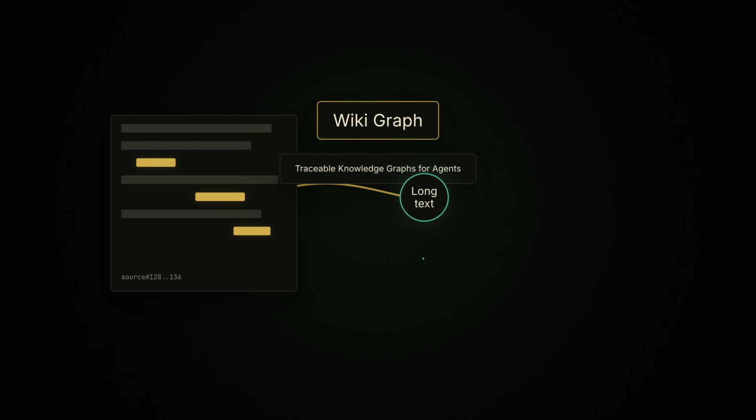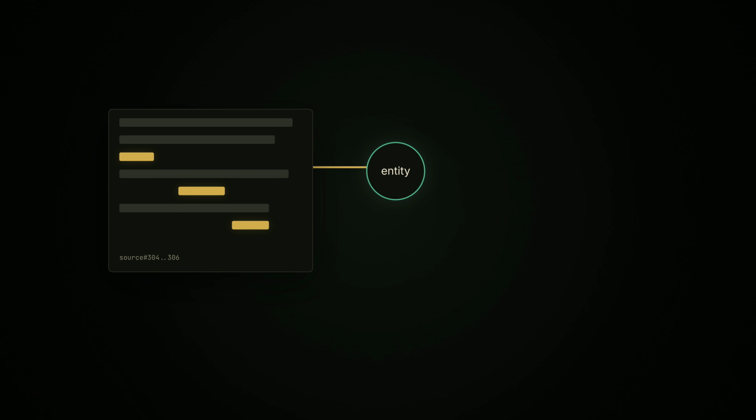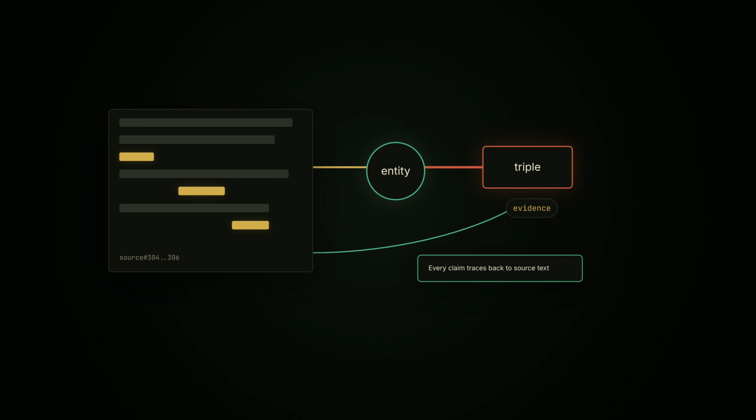You may have seen Karpathy talk about LLM Wikis, and you may have also seen Graphify as a direction for knowledge archiving. Wiki Graph is an implementation of those ideas, an open-source CLI tool that turns long texts, such as novels, papers, and documents, into searchable, citable, and traceable knowledge graphs. The important part is that these knowledge nodes are not floating abstractions. Every entity and every relation should be traceable back to a concrete location in the original text.